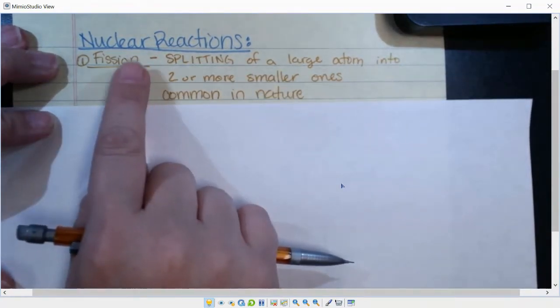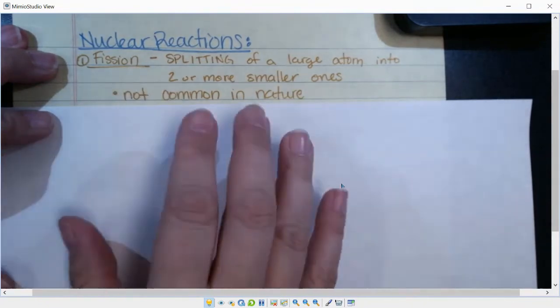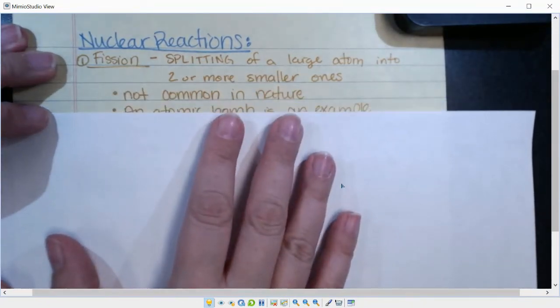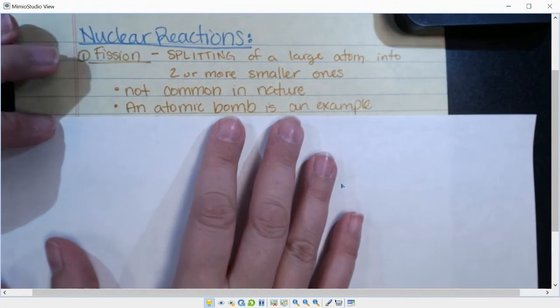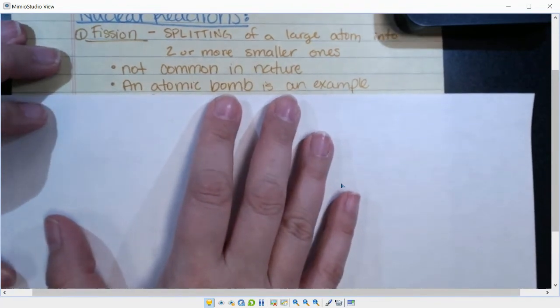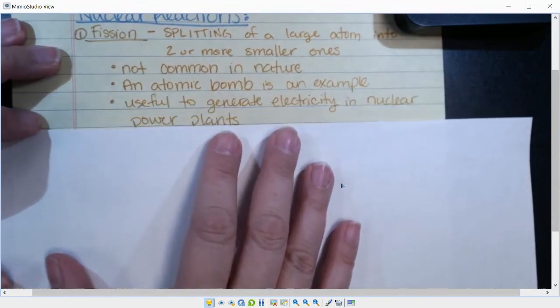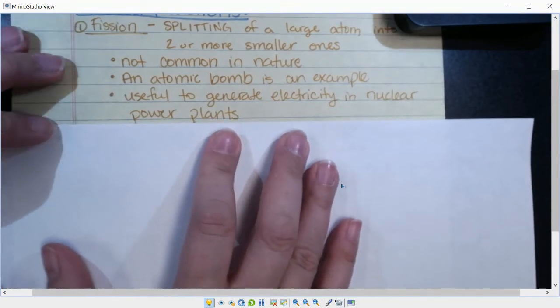It's a very energetic reaction, and then we can harness that energy for practical uses. One of the uses is the atomic bomb. Another one of the uses is the generation of electricity in nuclear power plants.